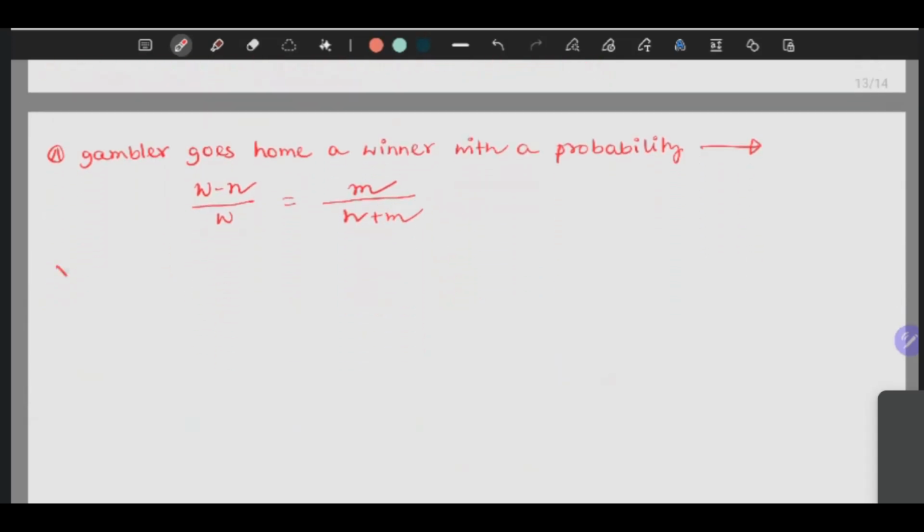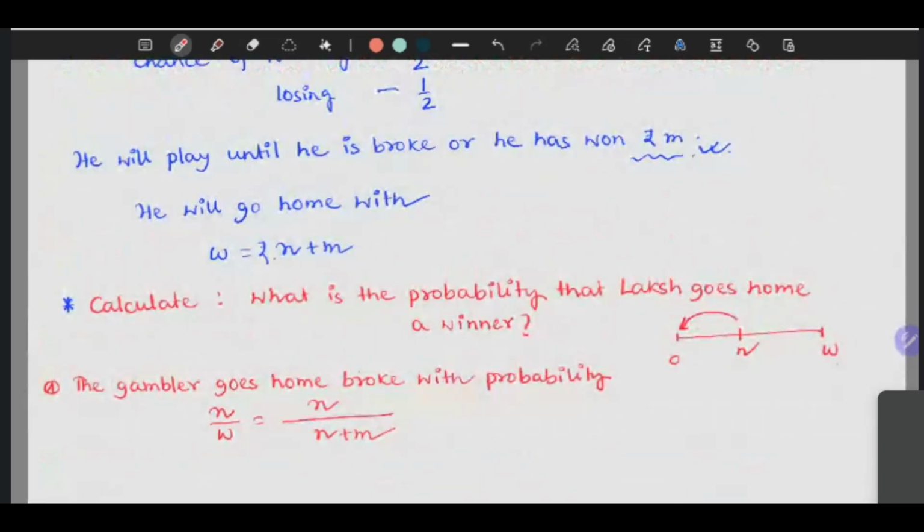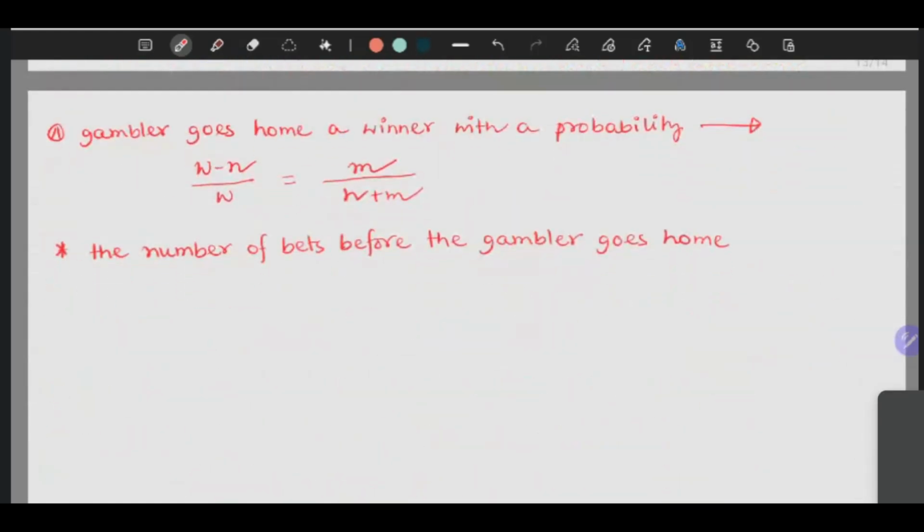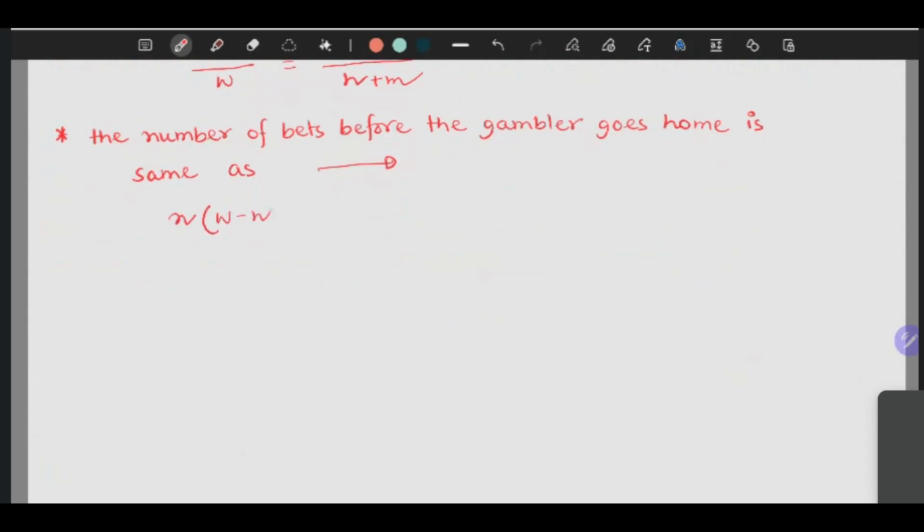Now if you see the number of bets before the gambler goes home, it is similar to the thing we just did, how Lux was roaming around the valley. It is roaming around the valley, that means he is playing. The number of bets before the gambler goes home is the same as n times W minus n, and that makes it nm.